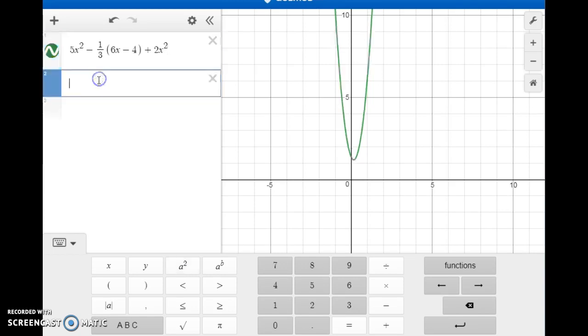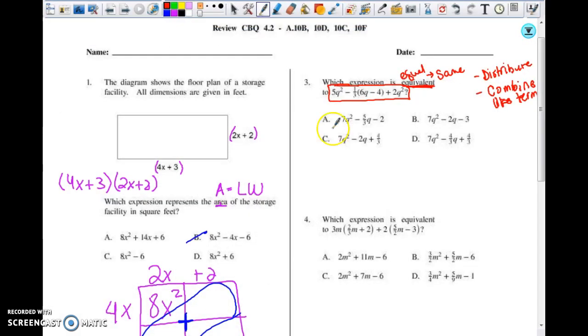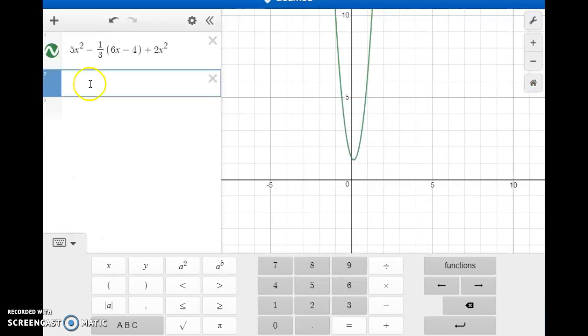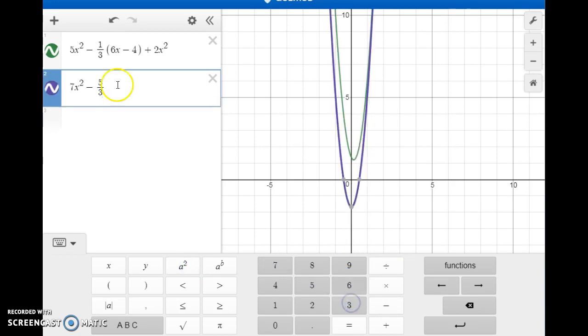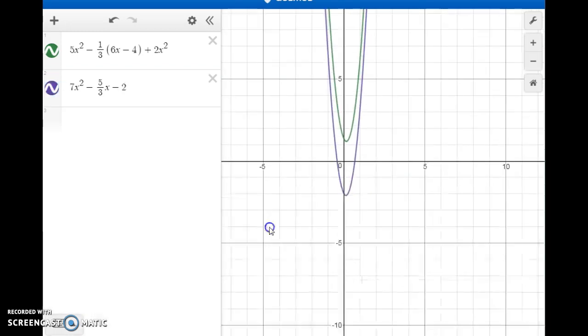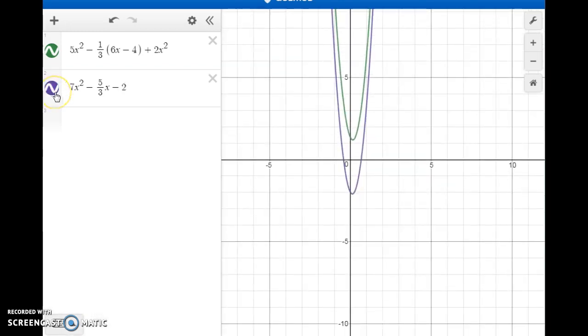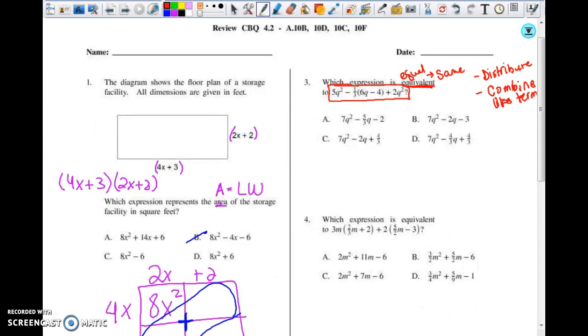So the first one I'm going to try is A, okay? But again, I'm not going to put a Q. I'll put X. So A is 7x squared minus 5 over 3x minus 2. All right, did that give me a matching graph? Nope, not even close. So are they the same? Nope, so it's not A. So you try the rest of them, see which one is equal.